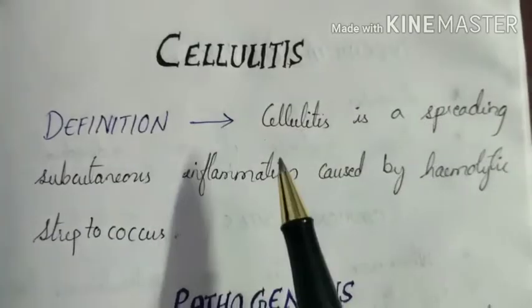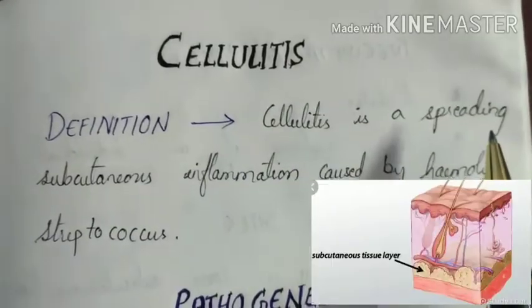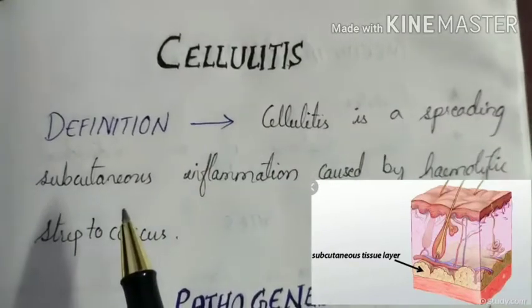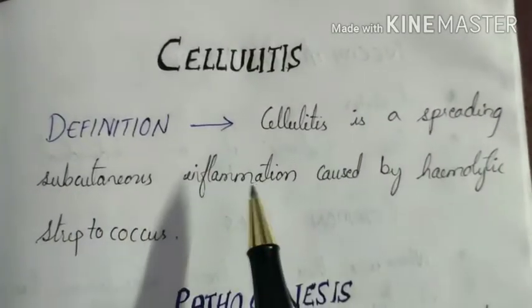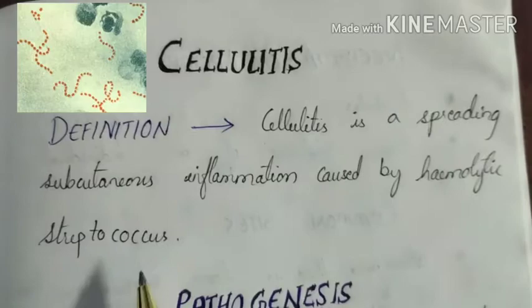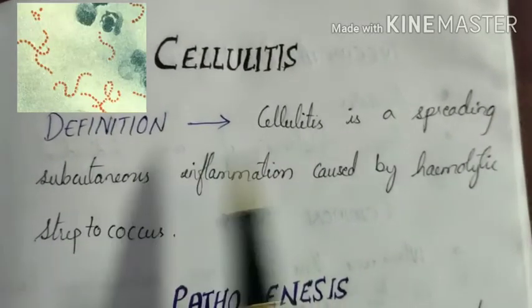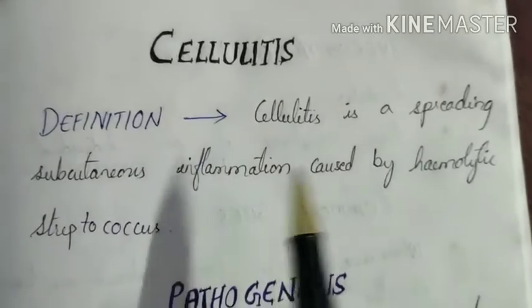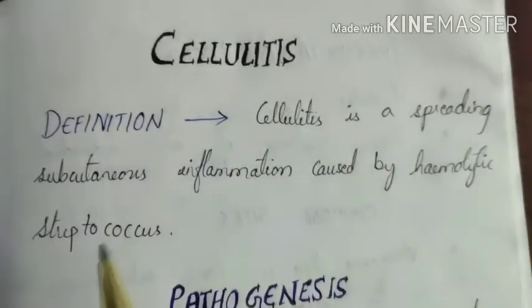Hello everyone, our next topic is cellulitis. First, moving on to its definition: cellulitis is a spreading inflammation. There is inflammation spreading in the subcutaneous layer, and this inflammation is caused by hemolytic streptococcus. So its proper definition is: cellulitis is a spreading subcutaneous inflammation which is caused by hemolytic streptococcus.